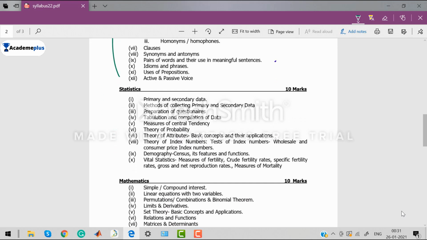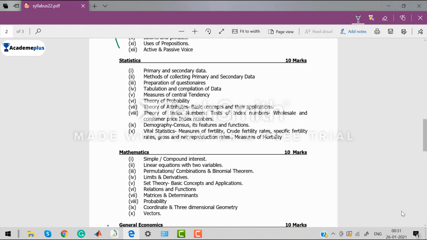Then there is one of the sections called Statistics. If I tell you personally, this is the easiest section. Whatever background you are from, whether arts, sciences, or commerce, this portion is very easy because they have included mostly theory topics, like tabulation and compilation of data, measures of central tendency, the same mean, mode stuff, theory of probability, basic attributes, index numbers, very easy topics, demography, census, features, functions, vital statistics.